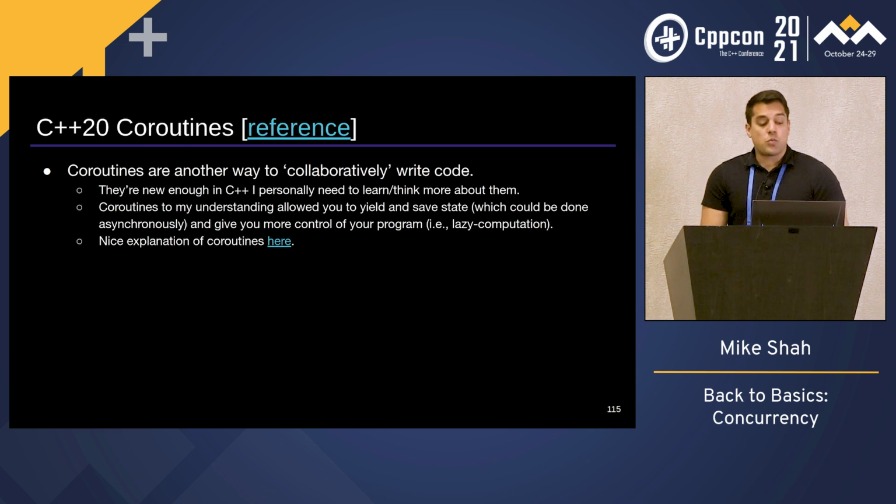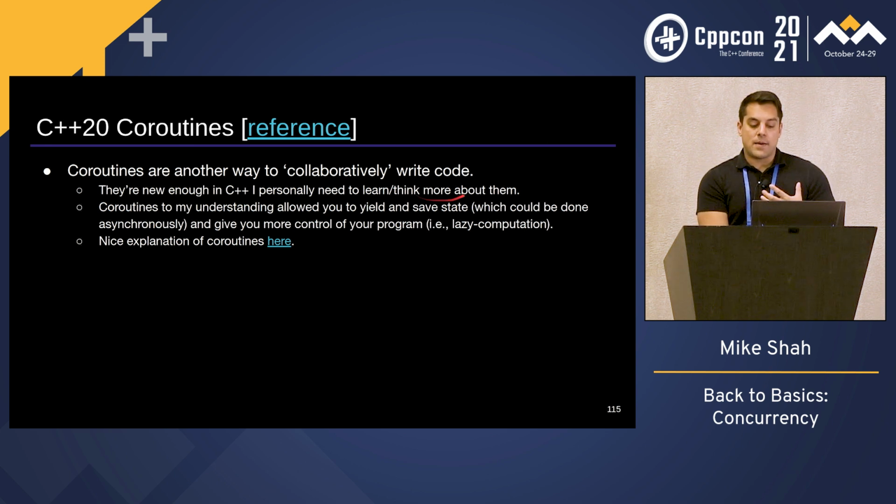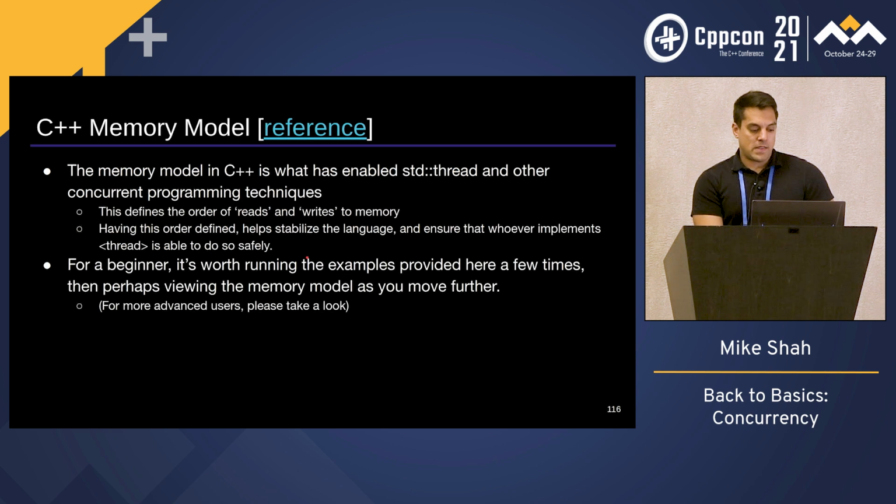In C++20, we have coroutines. So that's another way to collaboratively execute, not write your code, but execute your code. I need to think a little bit more about them before I present them, but it is a way for you to launch some execution in a separate area, yield and save your state, and then continue execution elsewhere. So this is a way to cooperatively work in your program.